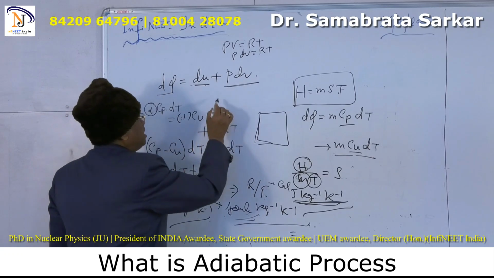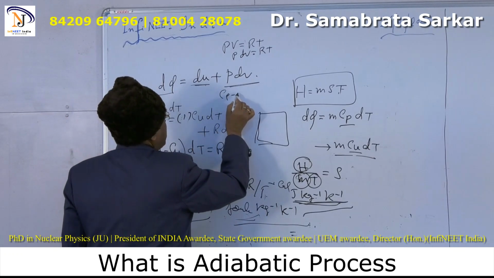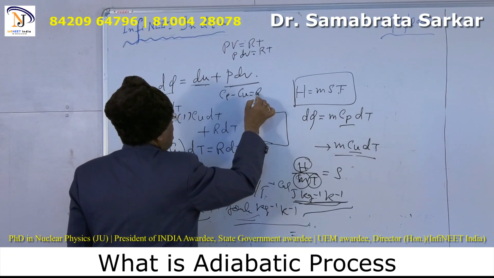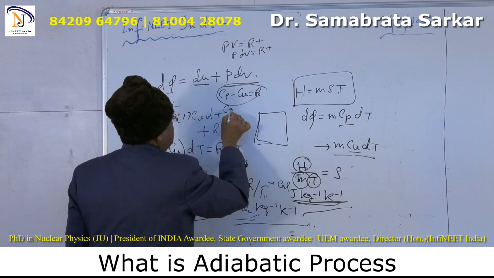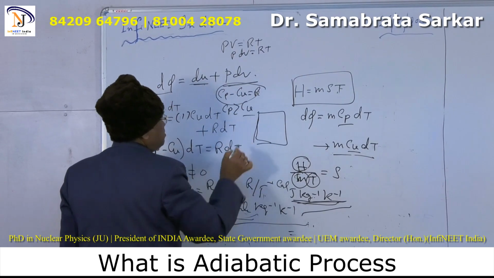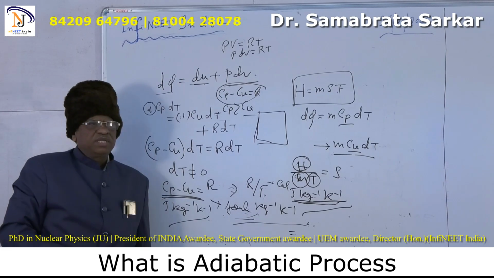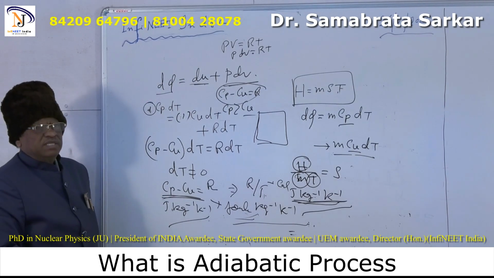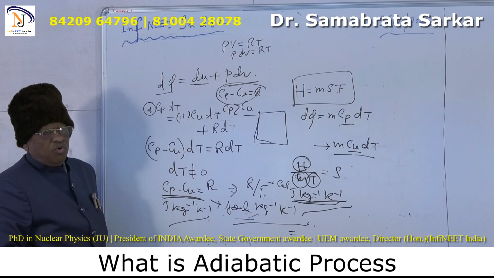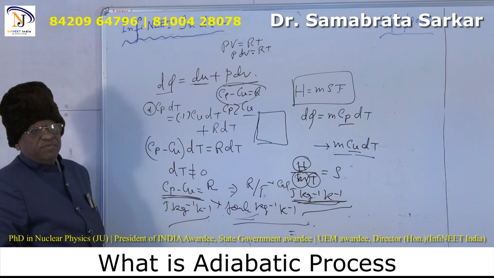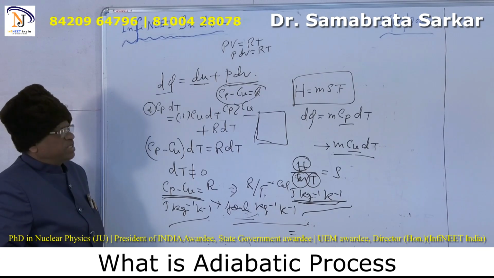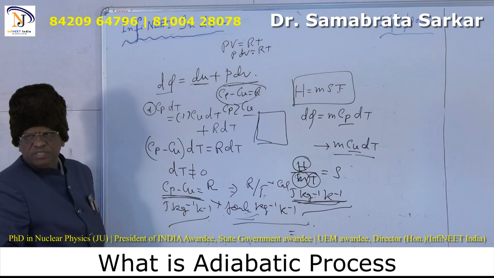So the relation is Cp minus Cv equals R. So it is clear that Cp is always greater than Cv. So what is Cp and Cv? Cp is the specific heat at constant pressure, and Cv is the specific heat at constant volume.